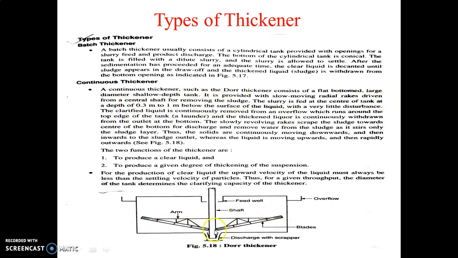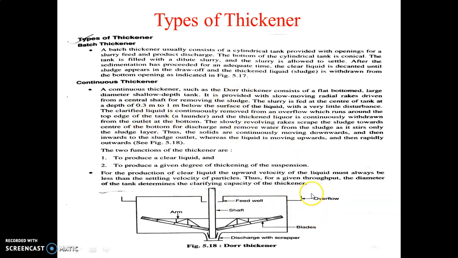So this part is called a rake. The rake is nothing but just like an agitator. So why is this agitator provided? For removing the sludge material from the bottom. So it will scrape this solid material into this cone, and from this it will discharge. The slurry is fed at the center of the tank at a depth of 0.3 to 1 meter. So you have to just feed slurry here. That means dilute liquid.